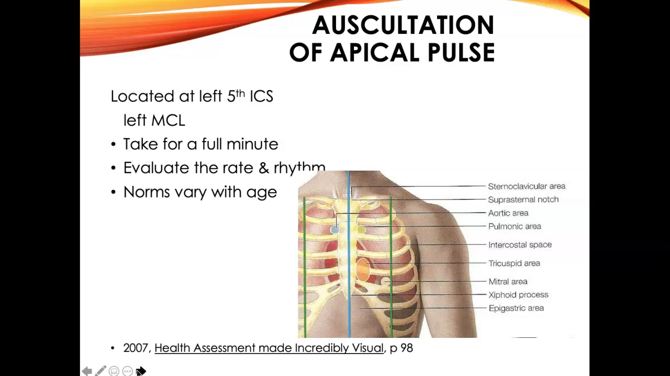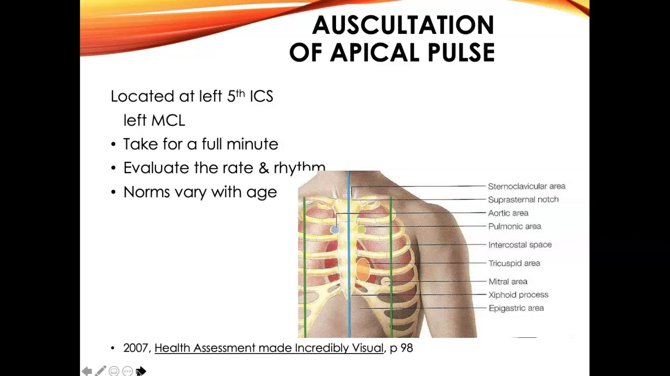There might be a slight speeding up or slowing down if somebody takes a deep breath, because as the lungs inflate, it does tend to make the heart slow down a little bit, just because of the space within the thoracic cavity. The rate is going to change with age. If you have a pediatric client, it's going to be a lot faster. General adults are going to be somewhere between 60 and 100.